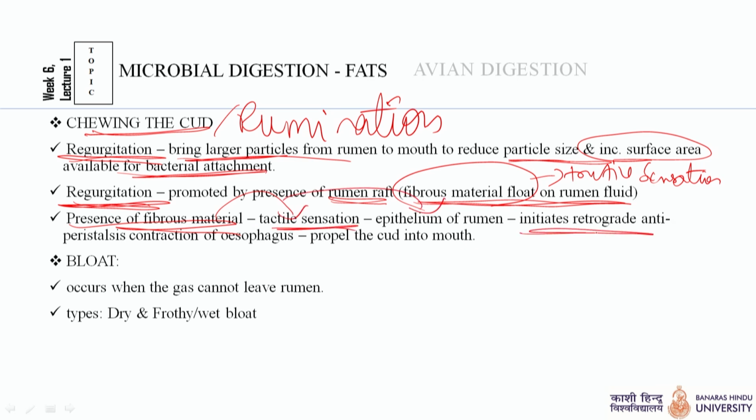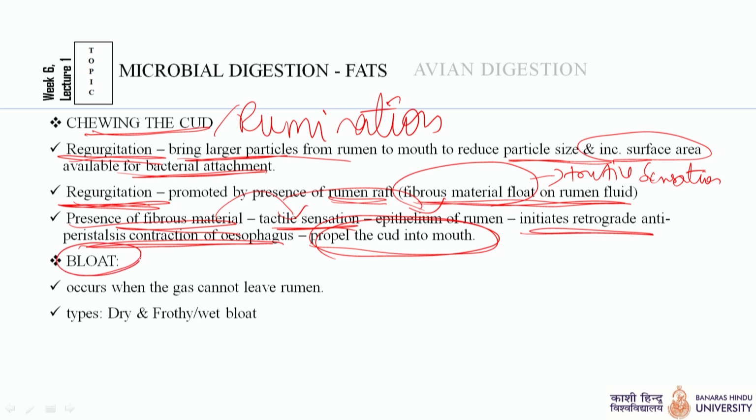As a result, it initiates the retrograde antiperistalsis contraction of the esophagus, and that propels the cud into the mouth. This is the mechanism by which it is brought back into the mouth, and then it will chew it. That is remastication, you can say. Then redeglutition will take place. Redeglutition means it is swallowing again: after chewing, it will enter the esophagus and go to the rumen.